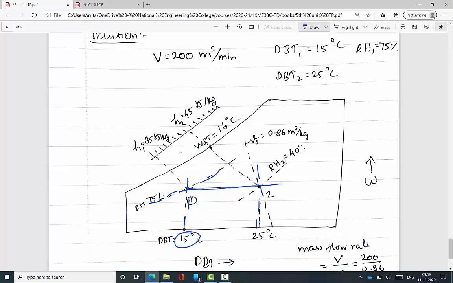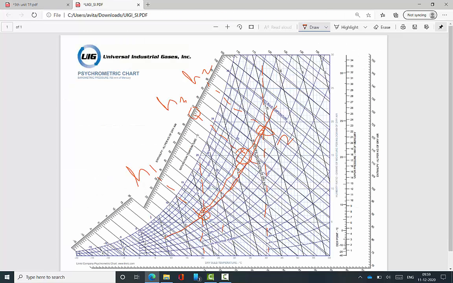Now we take the values from the chart. For point 1, take the H1 value, and for point 2 take the H2 value and WBT values. If we extend the line, we get the values. Point 2 has another relative humidity line passing through it, which is equal to 40%, and also a specific volume line which is equal to 0.86 meter cube per kg. These are taken from the chart. I will explain the chart.